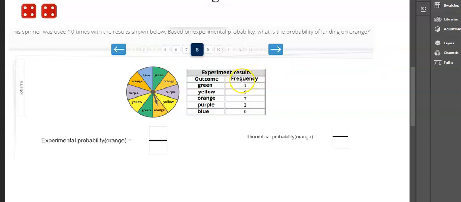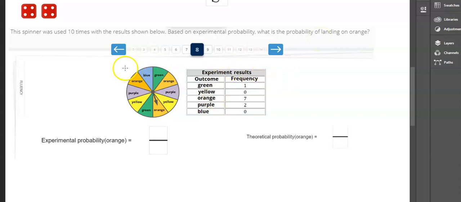And a frequency just means total amount or a count of some sort for that specific outcome. Okay, so the question says a spinner was used 10 times. So this spinner right here was spun around 10 times with the results shown below within the experiment results table. Based on experimental probability, what is the probability of landing on orange?